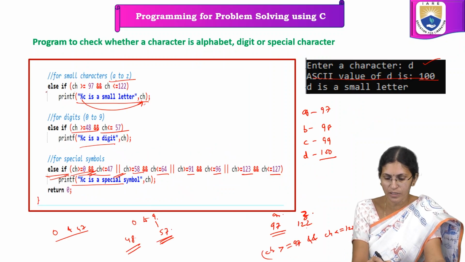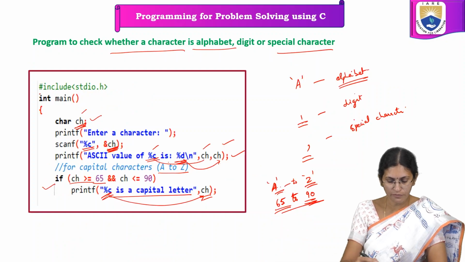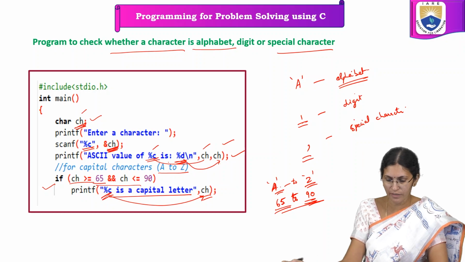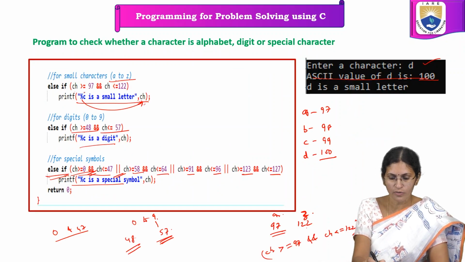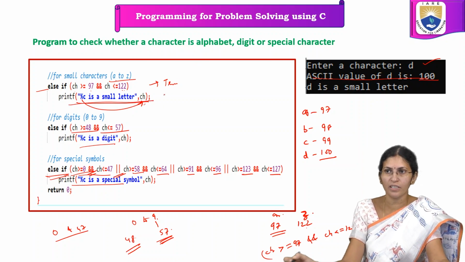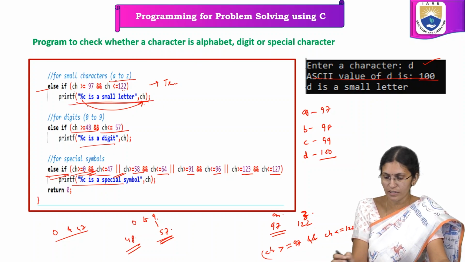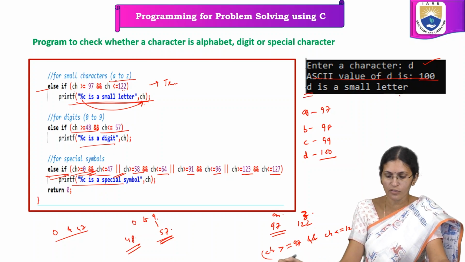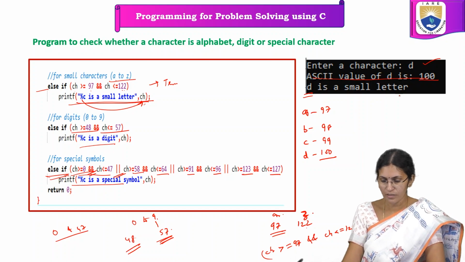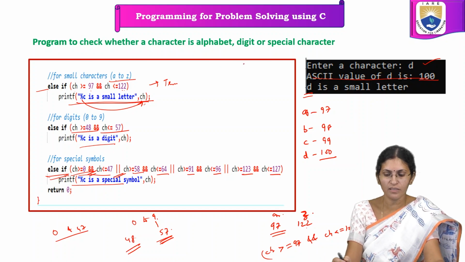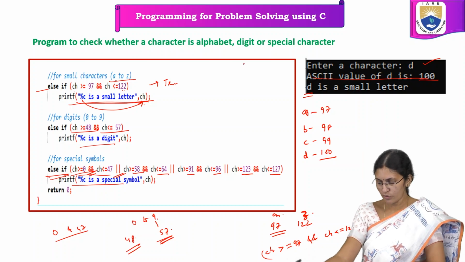Then after that it will go to the else and check this condition. The value 100 does not lie here, so this condition becomes false. But 100 is in between 97 and 122, so this condition will become true. When this condition becomes true, this printf statement will be executed and we'll get the output: here %c is nothing but d, so d is a small letter. In this way, we can write the program to check whether the given character is alphabet, digit or special character.